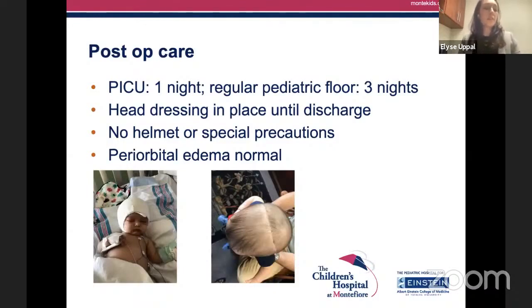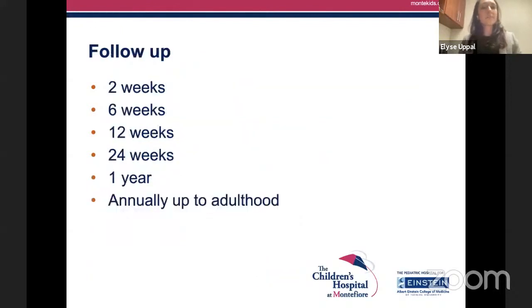There is fairly significant periorbital edema occurring, particularly in the day or two following surgery, but it gradually resolves itself. So it's just reassurance for the parents that things will get back to normal.